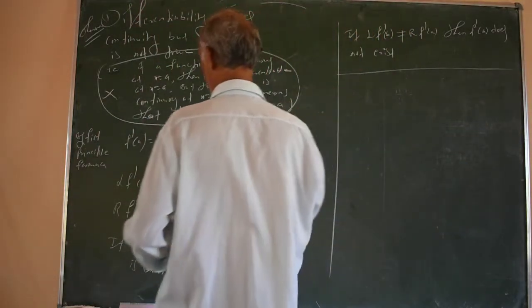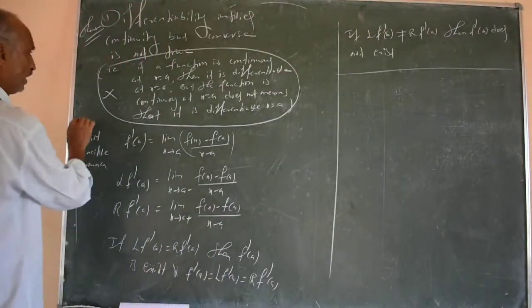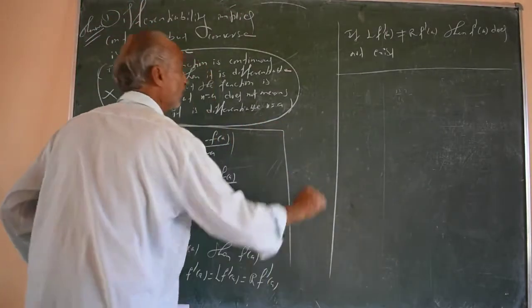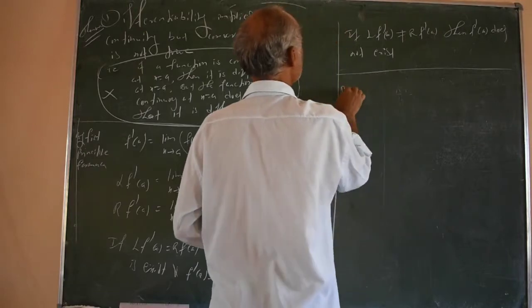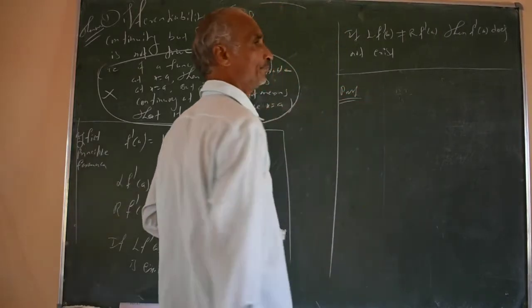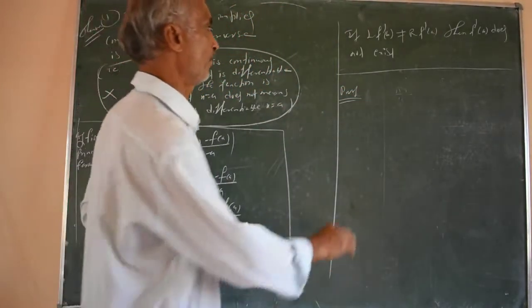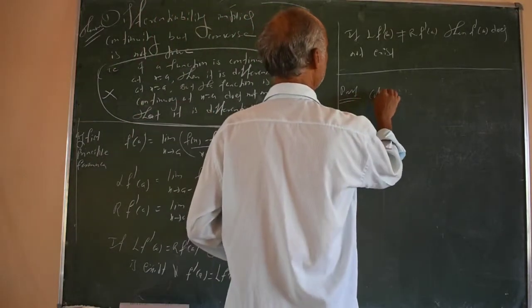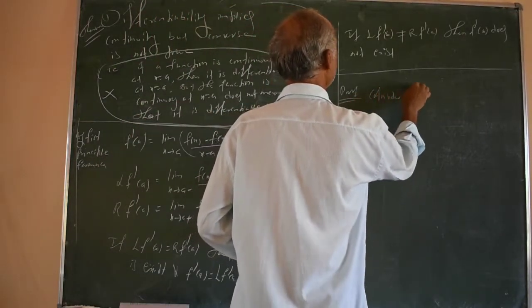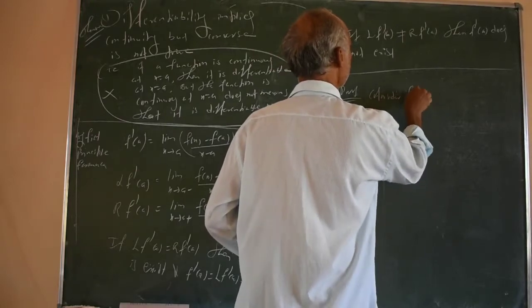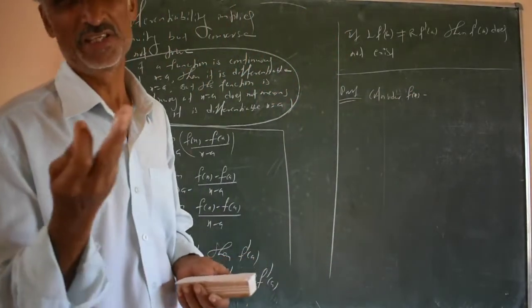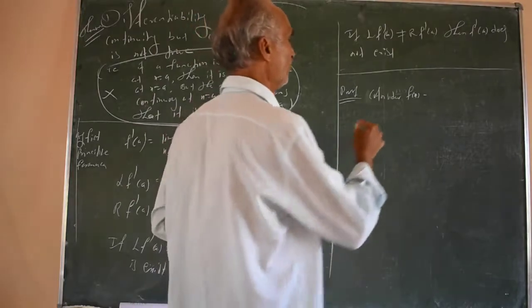Now coming to the proof. This is some theory necessary for the proof of this theorem. Consider f of x minus f of a. In the textbook it is given as c.